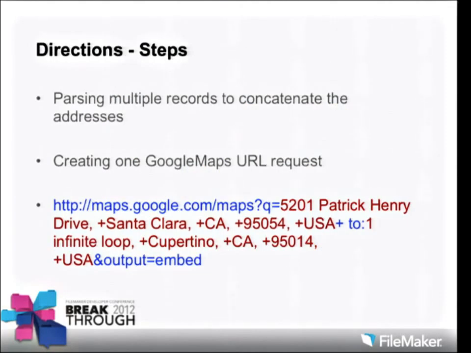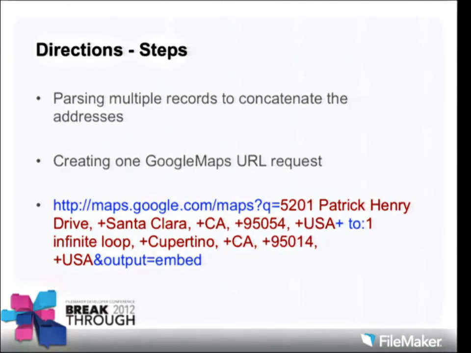The first thing we need to do is to parse multiple records, because there are good chances that whatever places you're going to go or places you want to map are in different records. So you need to parse those records. You could do it by script or by custom functions to evaluate the whole found set, for instance. And you create one Google URL.